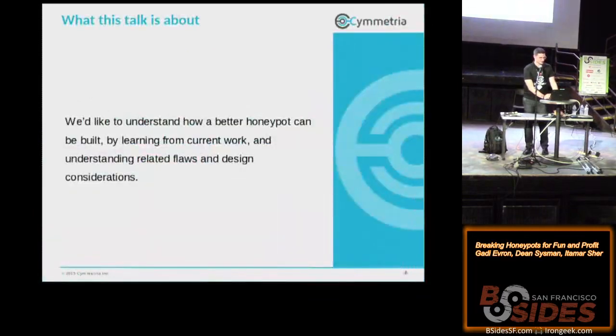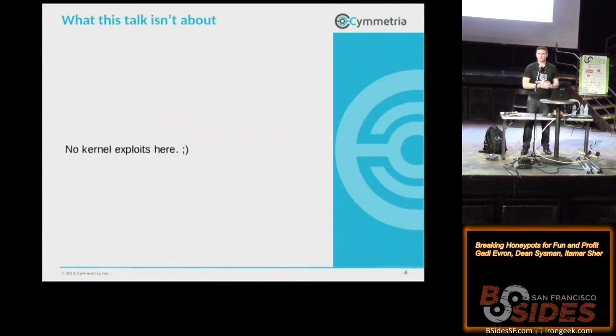Okay, so let's begin. So basically, everybody can see the slides? Great. So we'd like to understand how a better honeypot can be built. We're learning from the current work and understanding their related flaws and design considerations, right? So basically this talk won't be about finding buffer overflows or stuff like that in honeypots. It'll be more like the design principles and how we'd actually like to do a honeypot that works well and actually deceives advanced attackers like we haven't seen over the last few decades since honeypots have been around, right?